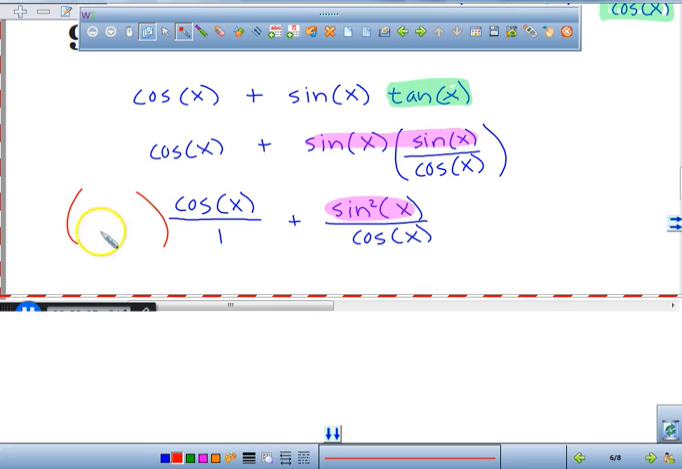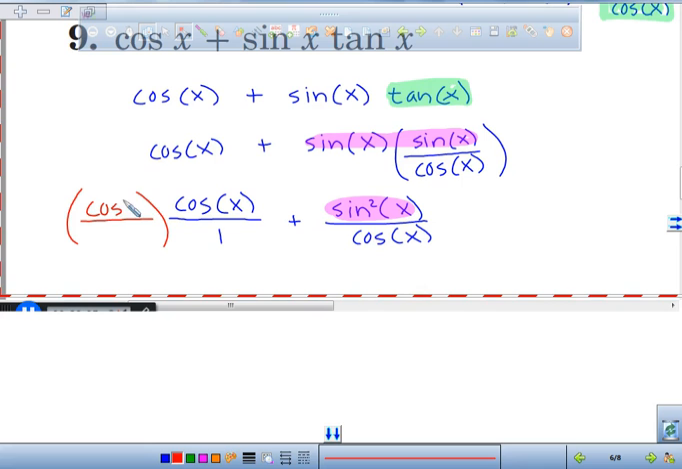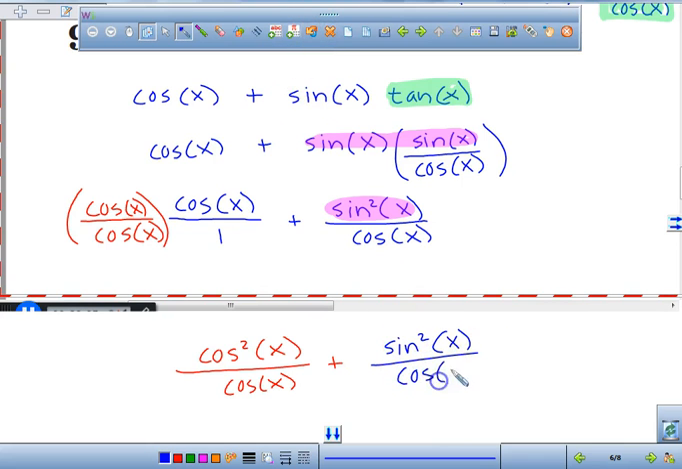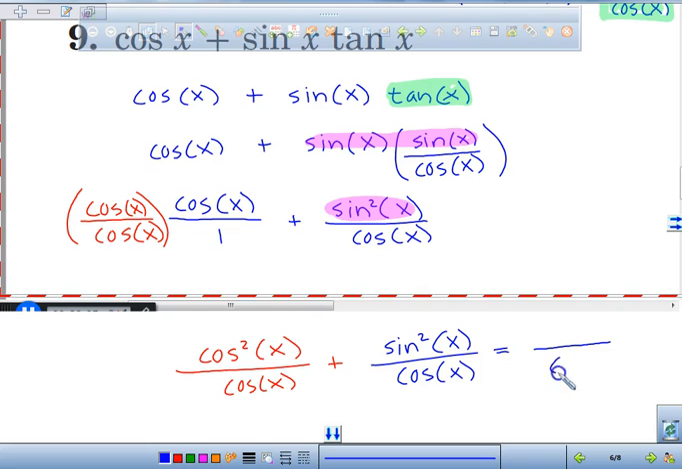So you're going to multiply this by the cosine of x over the cosine of x. What are we going to have in the numerator? Cosine squared of x over the cosine of x, plus, on the right side, the sine squared of x over the cosine of x. By the way, that is our common denominator.